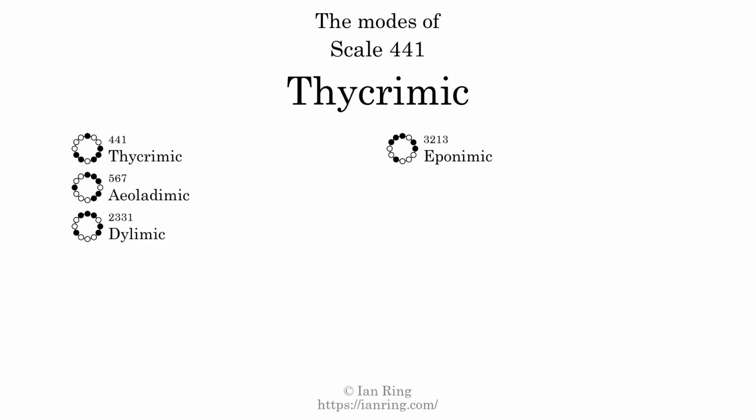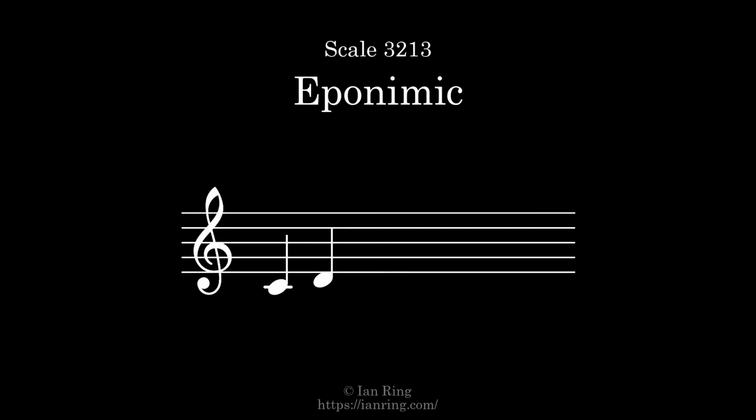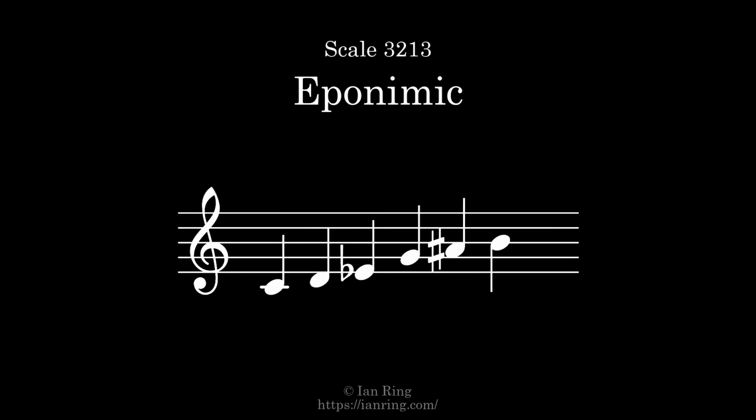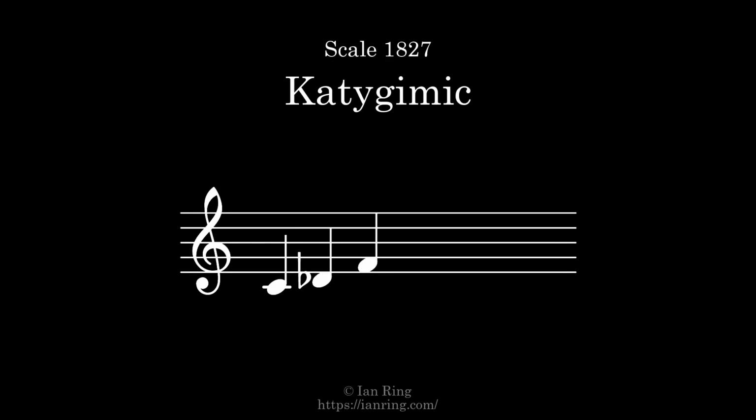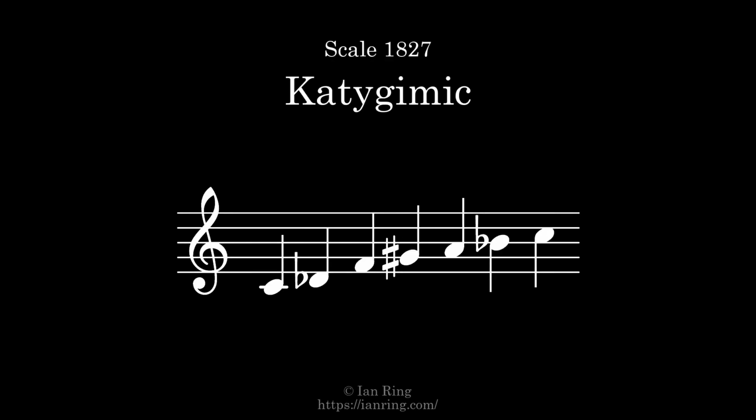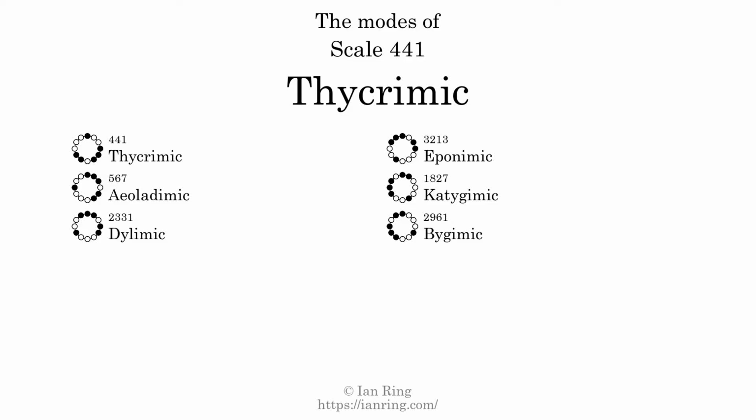The fourth mode is scale 3213, also known as eponymic. It sounds like this. The fifth mode is scale 1827, also known as catagimic. It sounds like this. The sixth and last mode is scale 2961, also known as bigimic. It sounds like this.